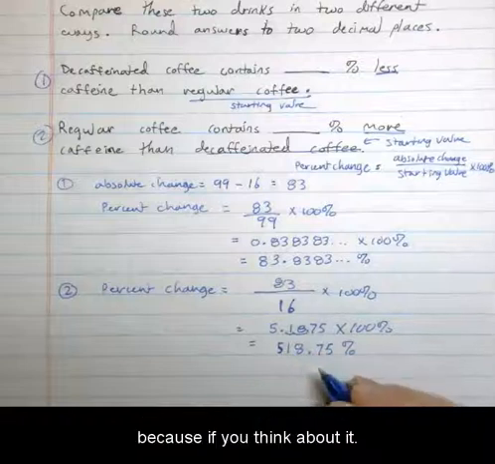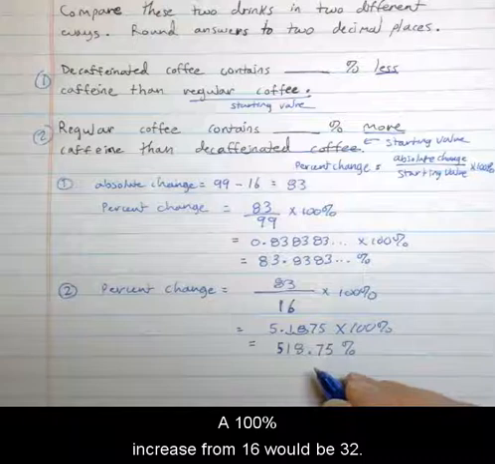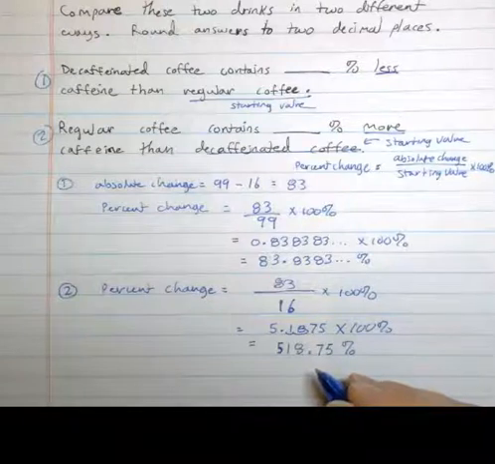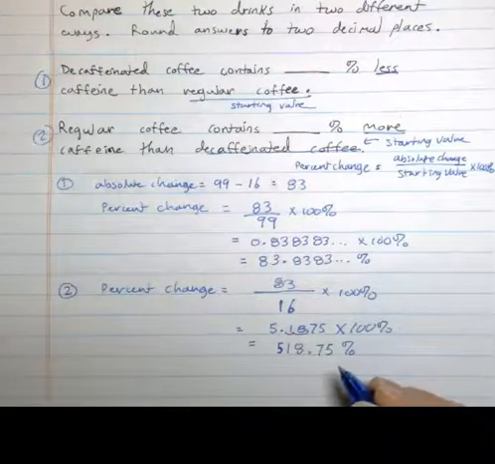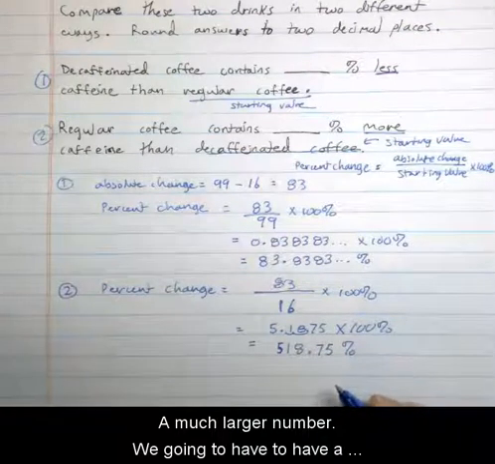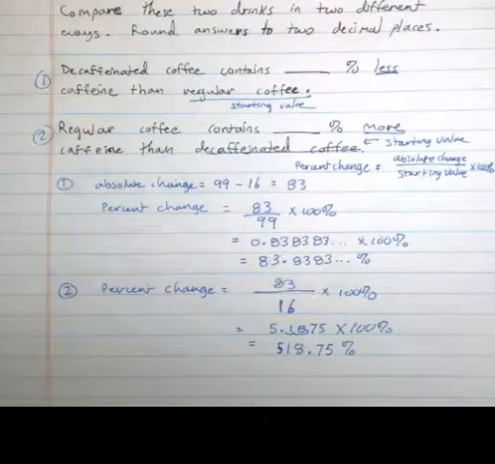I mean, 500 makes sense because if you think about it, a 100% increase from 16 would be 32. So we're going to get a much larger number. We're going to have a large percent increase.